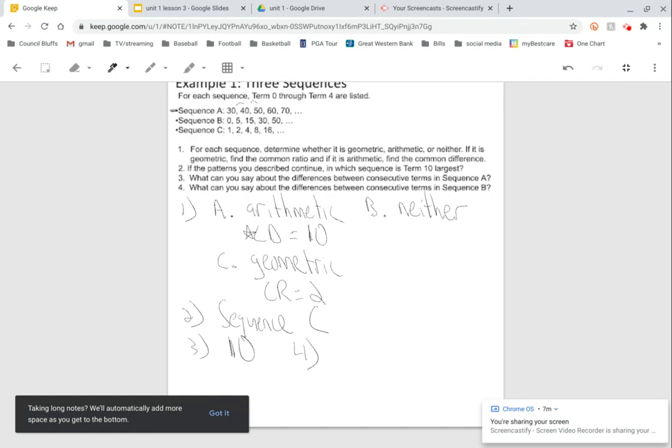Whereas in number 4, what can you say about the differences between consecutive terms in sequence B? Okay, sequence B, remember we said was neither, because we were increasing by 5, then by 10, then by 15. So the difference is increasing by 5 each time. So increasing by 5, then by 10, then by 15, then by 20, then by 25. So what can you say about the differences between consecutive terms in sequence B? The difference is increasing by 5 each time.